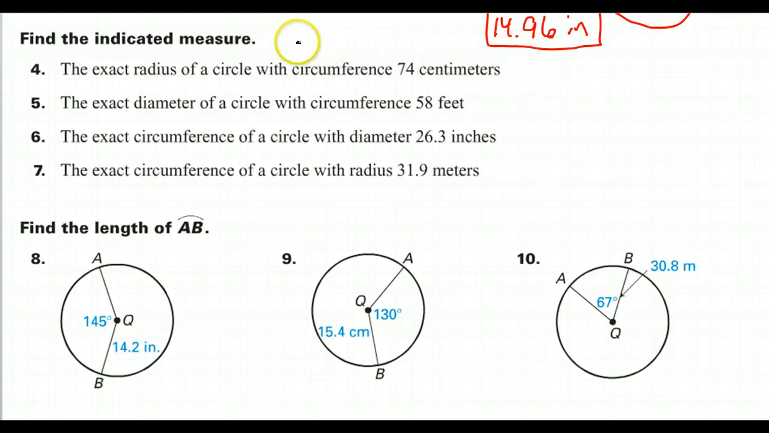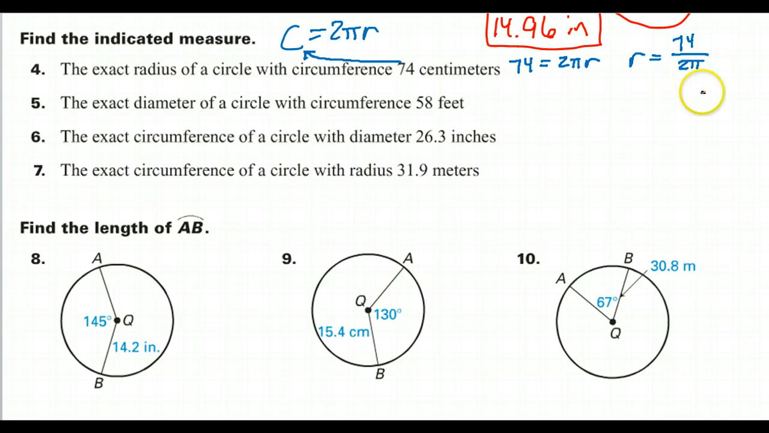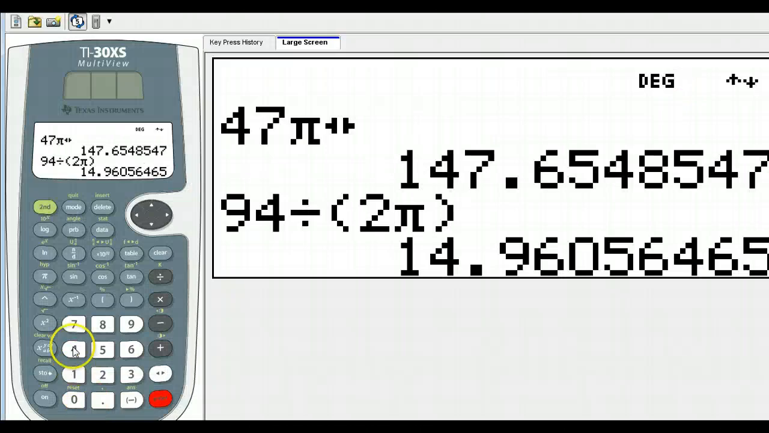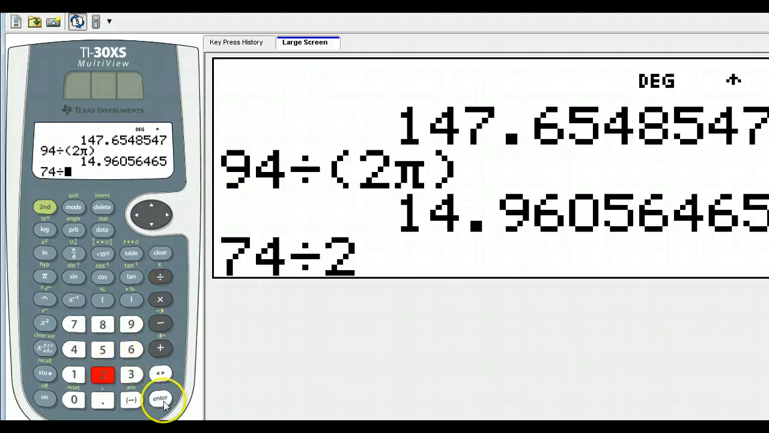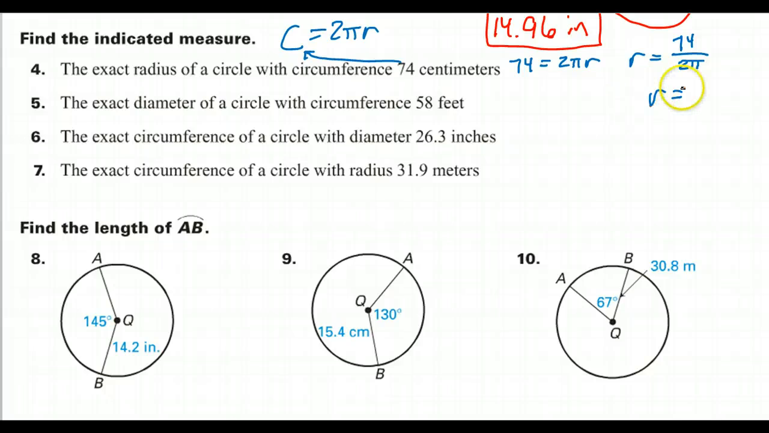Okay, so we're using C equals 2 pi r, but the circumference is 74, so we're just going to put the 74 right there. So this is going to become 74 is equal to 2 pi r. If you divide both sides by 2 pi, you're going to get 74 over 2 pi. And then I'm going to reduce just like we did before. 74 divided by 2 is like 36, I think. 37, yeah. Okay, so that's 37.